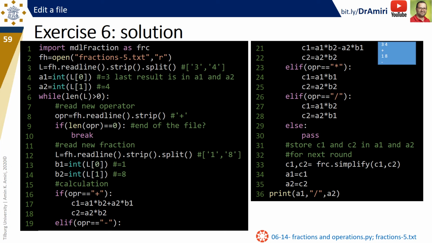So now I have A1 and A2, I have B1 and B2, so I can do the calculation. If OPR is equal to plus, then I will do the calculation for the addition of the two fractions. So you see them in lines 16 to 18. If it's minus, I do the calculation for the subtraction. If it's multiplication, I will do the calculation in lines 23 to 25 for that. If it's division, I'll do the calculation in lines 26 to 28. If it's something other than this, I wrote down pass in line 30.